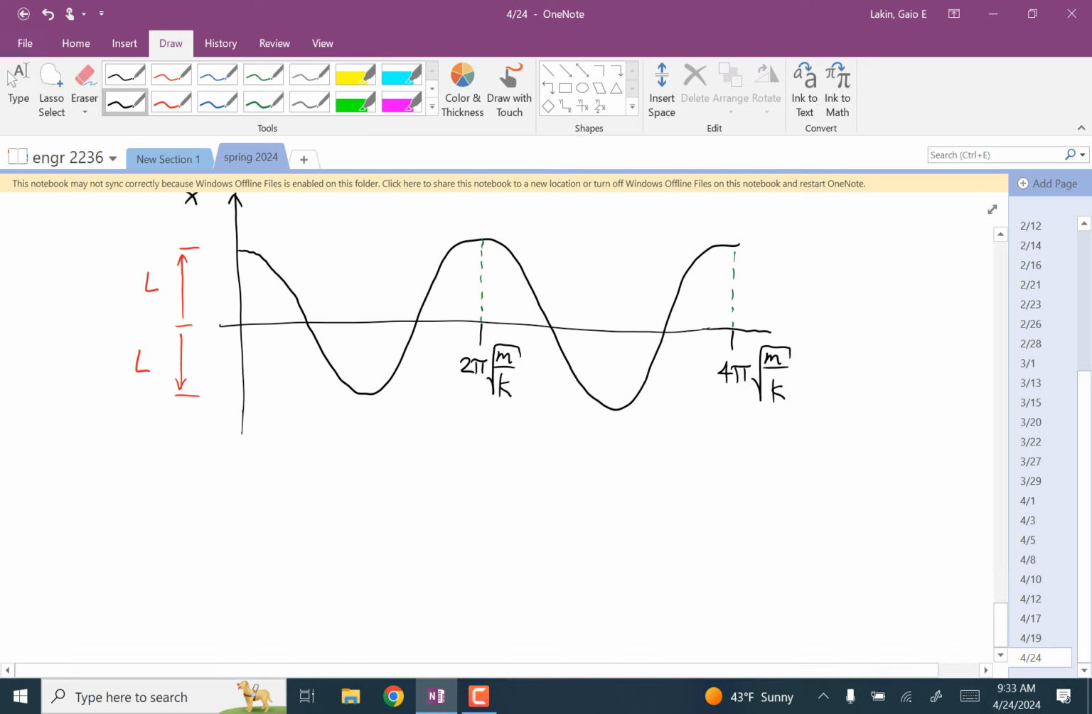So what does this say? How would you make these oscillations faster? There are 2 ways you can do that, and this graph tells you how to do that. You can decrease m, because that reduces the period, and/or you can increase k. Okay, so for faster oscillations, you can decrease m or increase k.